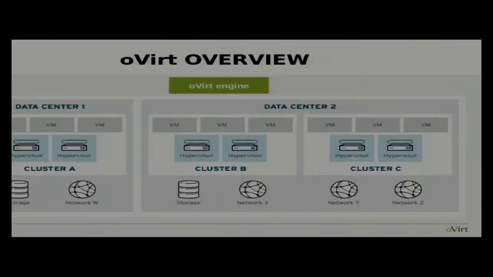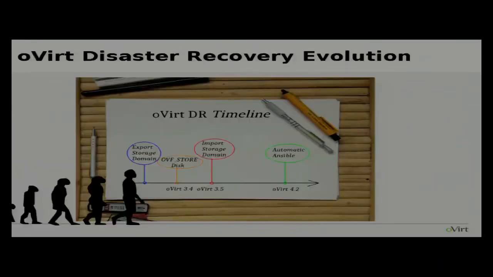So, saying that, let's talk a bit about oVirt. I assume most of you know oVirt. It's a virtualization management platform that helps admins manage VMs, templates, and hypervisors, hosts. I want to talk about the evolution of backup and disaster recovery in oVirt and how we got to what we got in oVirt 4.2.